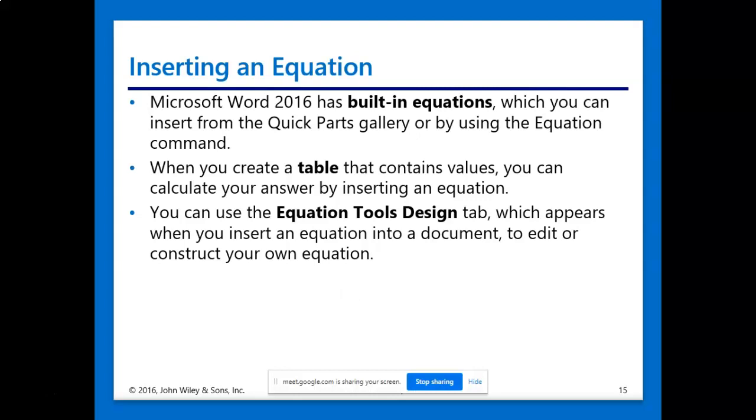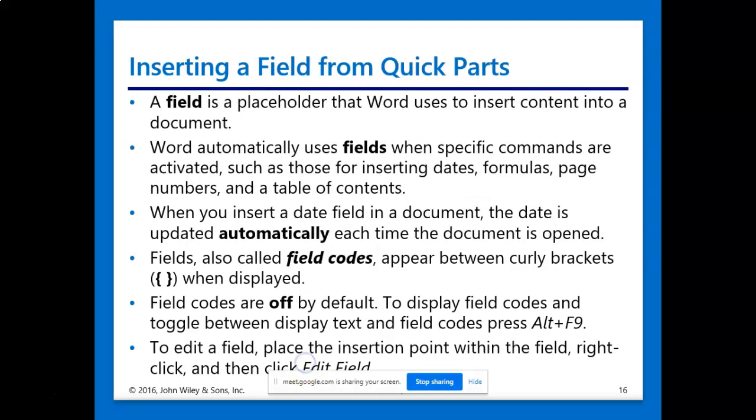Inserting an equation. Microsoft Word 2016 has built-in equations which you can insert from the Quick Parts gallery or by using the equation command. When you create a table, which we did, we inserted equations in a table, so you're already familiar with how to insert an equation in Word. So you can calculate your answers by inserting an equation. That's when you create a table. You can also use the Equation Tools Design tab, which appears when you insert an equation into a document, to edit or construct your own equation.